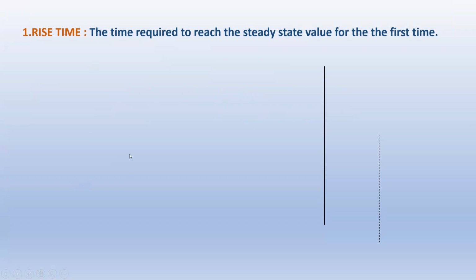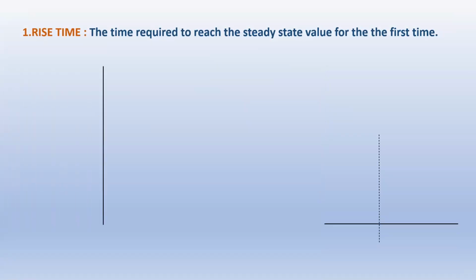So what is rise time? Let us start with rise time. We already discussed that it is the time required to reach the steady state value, which is equal to 1, for the first time. We saw the response of the second order system, which is the unit step response, gradually reaching 1 with an oscillatory behavior.